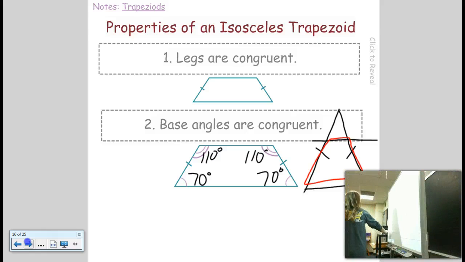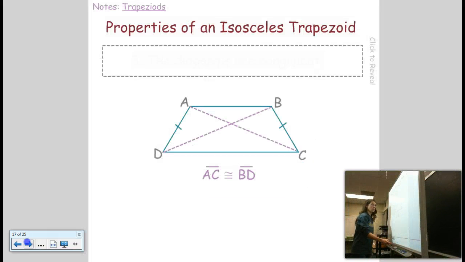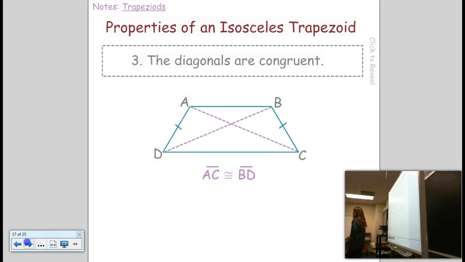Okay. Next property. What am I showing there? Put my picture into words. The diagonals, the dotted lines, are called diagonals. AC is a diagonal. BD is a diagonal. The diagonals are congruent. Last property of an isosceles trapezoid: diagonals are congruent. We're almost done filling out this family tree. So it just means the diagonals are the exact same length. No mystery there.